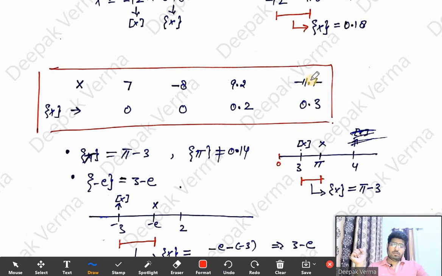So what should we do? Subtract 0.7 from 1. 1 minus 0.7, we will get 0.3. So the fractional part is what? 0.3. Got it? I hope it is clear.